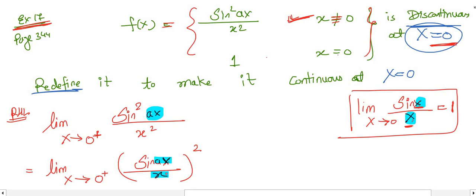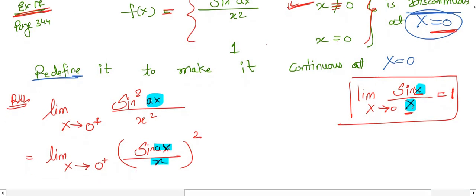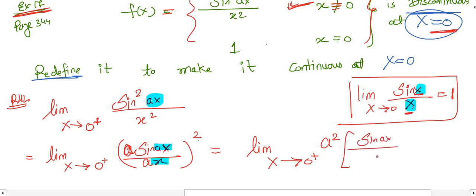But it's not a big deal. We can match it. How? Can I multiply by a here purposely and a here? Now it is matching. Now the question becomes: this a square I am taking out of it, so it is (sin ax by ax) whole square times a square. This part we can now apply the formula, which is 1, right?